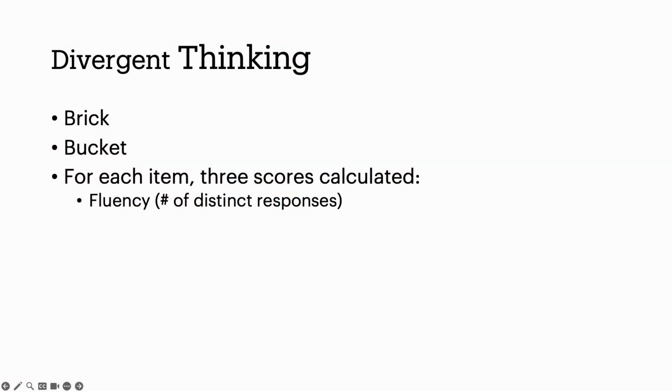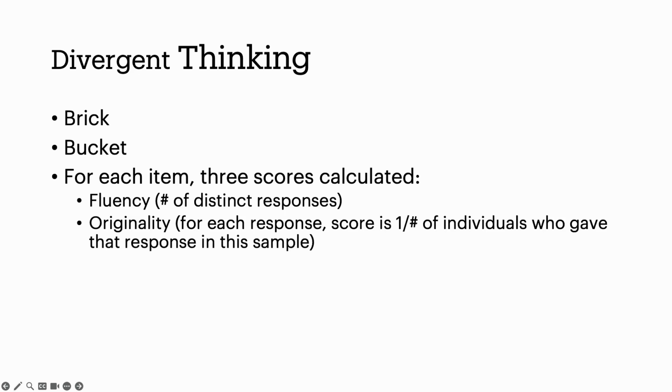Okay, so in the divergent thinking measure, we had them do the unusual uses test for both brick and bucket. And we calculated three scores. One is fluency. That's just the number of responses that people came up with. Just how many things did they say?